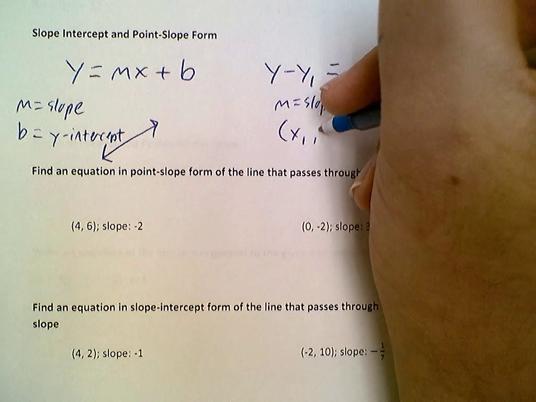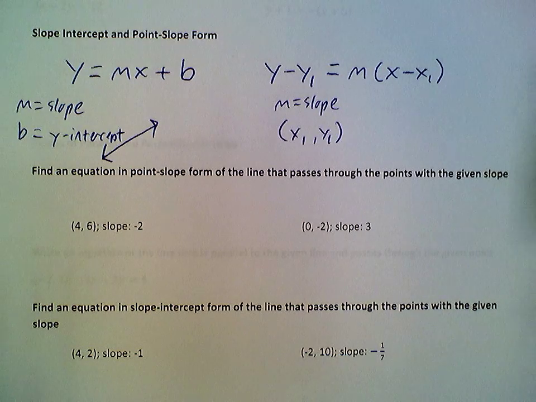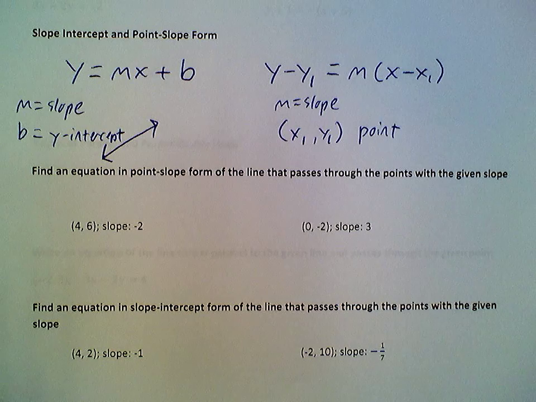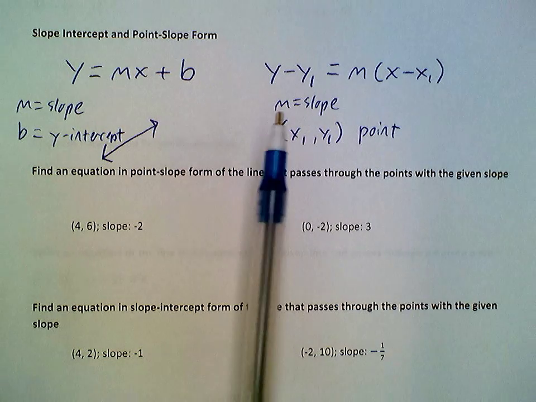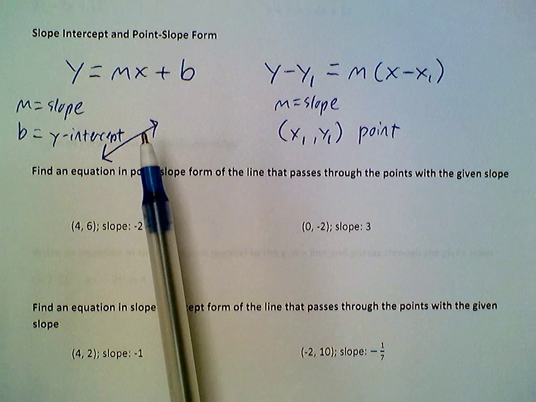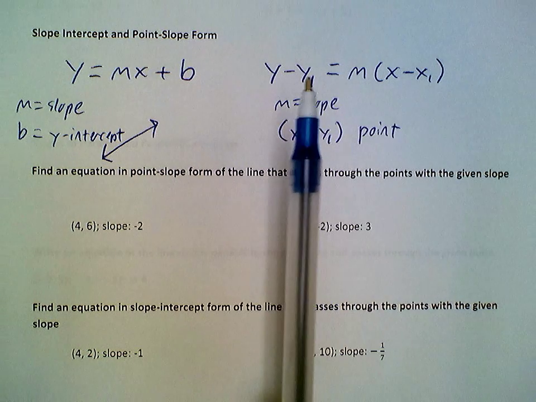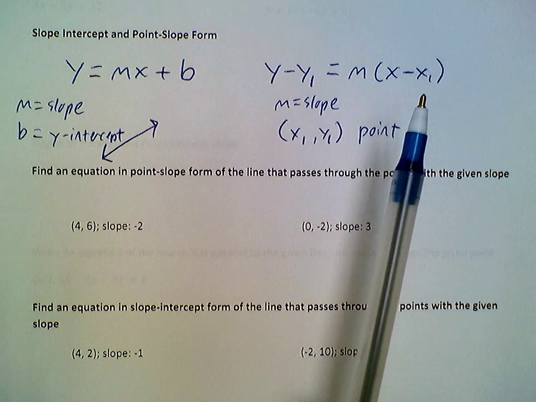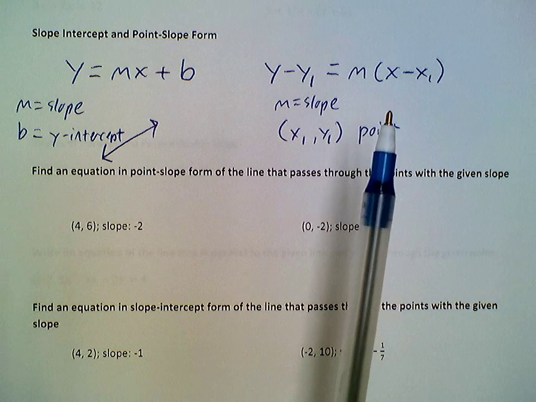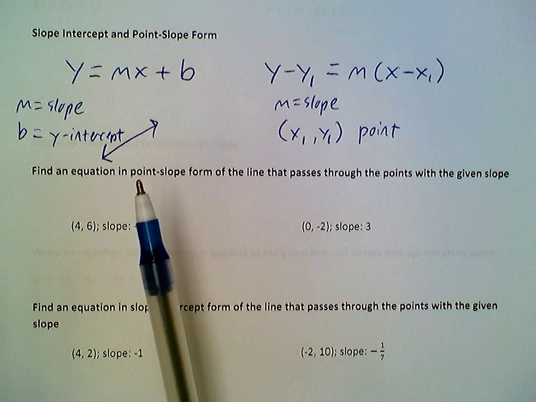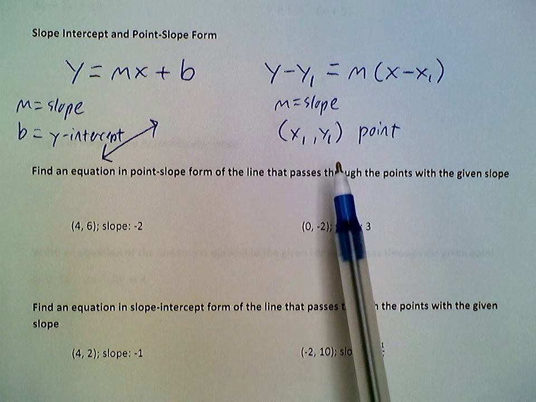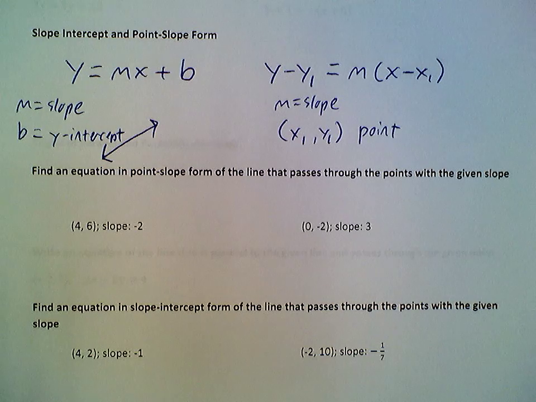So x1 comma y1 is a point that the line goes through. Every line, as I talked about, goes through an infinite number of points. So there's an infinite number of different point-slope forms you can write to represent the same line, because it doesn't matter which point you use, as long as it's on the line, when you graph it, you'll get the same line. So m is the slope, which is non-changing, but x1, y1 is any point that's on the line. So let's see how to write equations here.